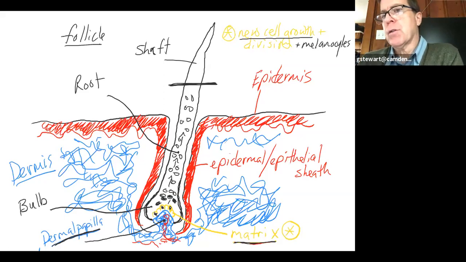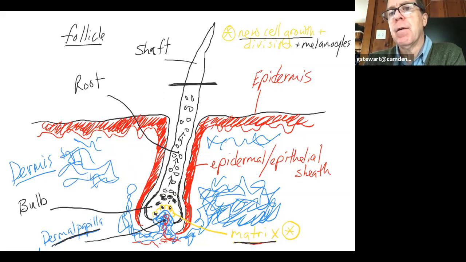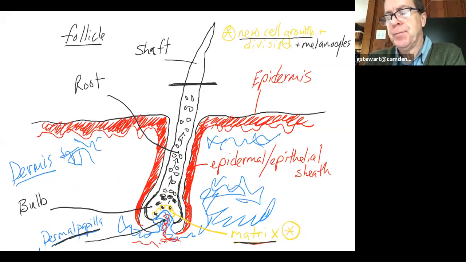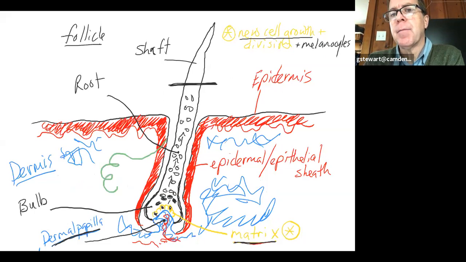There are two more structures that I want to add before I shut this down. So I'm just going to erase a tiny portion, hopefully, of the blue right here. And I'm going to add a gland. Since I haven't used green, I'll select green. Associated with every hair follicle on the human body is something called a sebaceous gland.